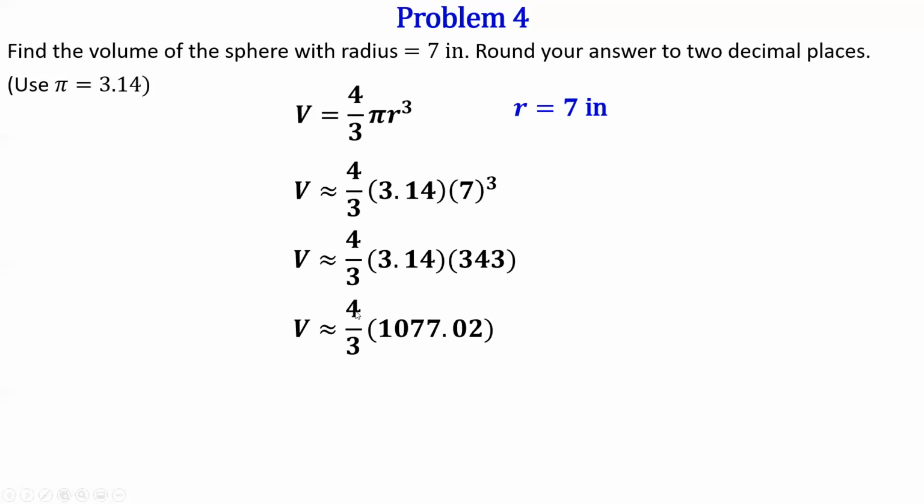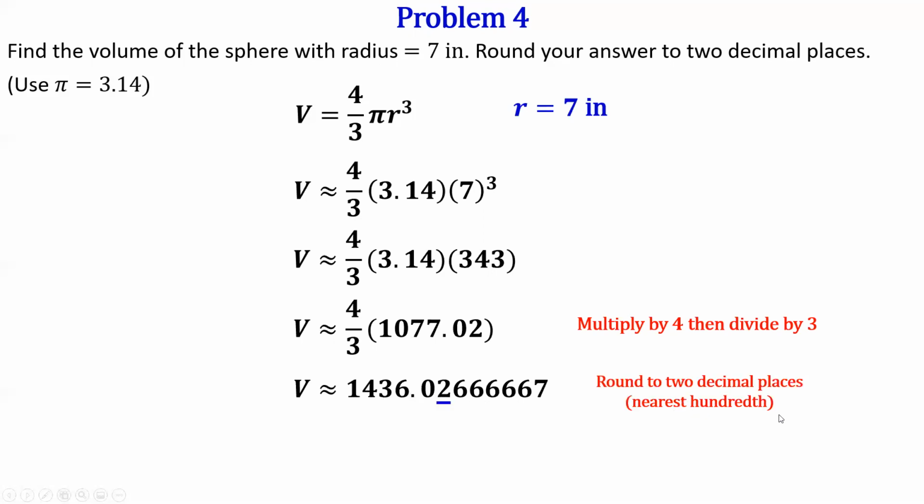Whatever answer you get, you then divide by 3. And if you do it correctly, you'll get 1436.02 and some change. I need to round to the nearest hundredth, which means 2 numbers after the decimal point. In our case, it's a 2. I now look at the number after. Since it's a 5 or bigger, I round up, and I get 1436.03. And lastly, don't forget my units, inches cubed.